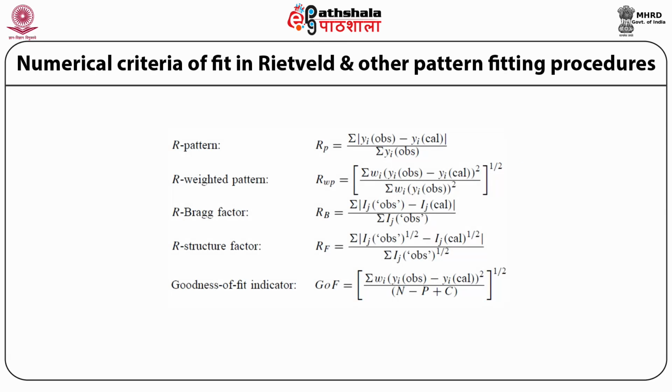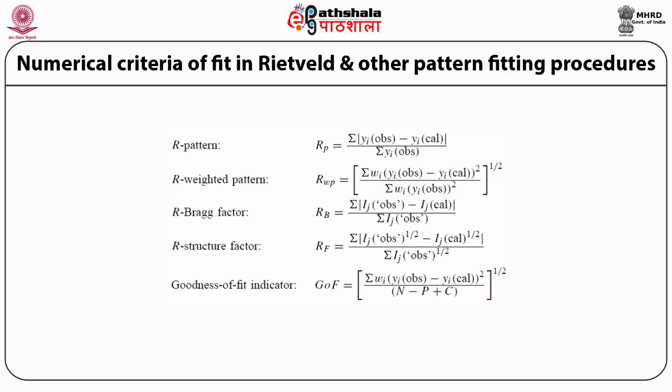Numerical criteria of fit that are used in Rietveld method and other pattern fitting procedures are given here. There are different types of pattern fitting procedures. We have R pattern, R weighted pattern, R Bragg factor, R structure factor, goodness of fit indicator, where Wi is the observation weight, N is the number of observations, P is the number of adjusted parameters, and C is the number of constraints that are applied.